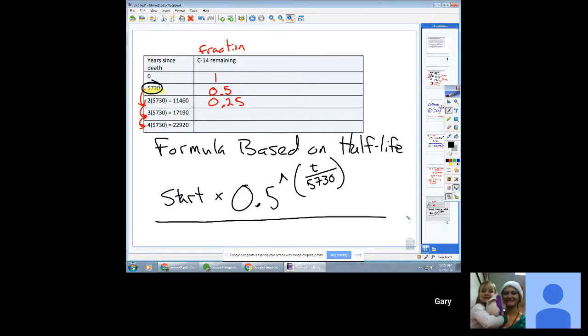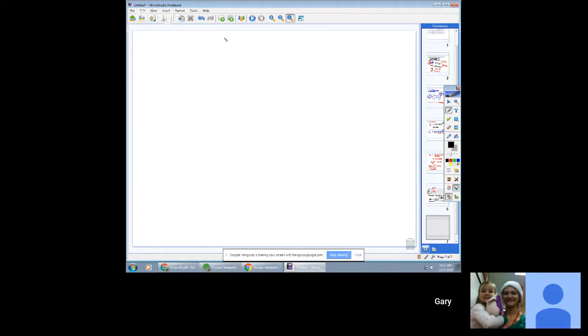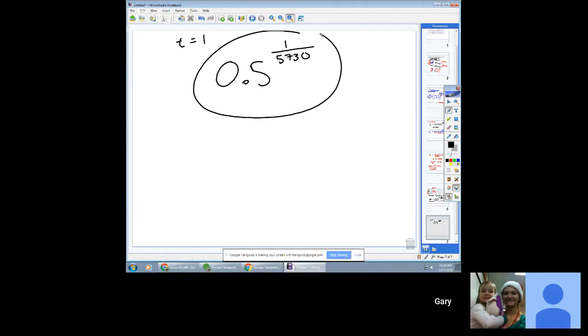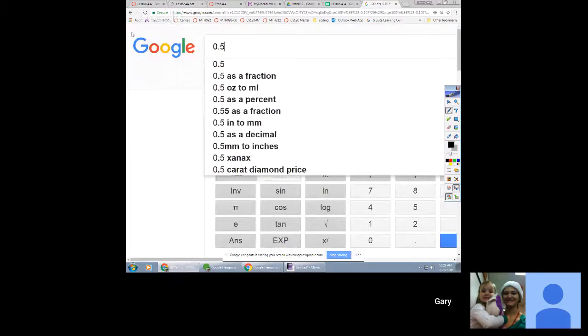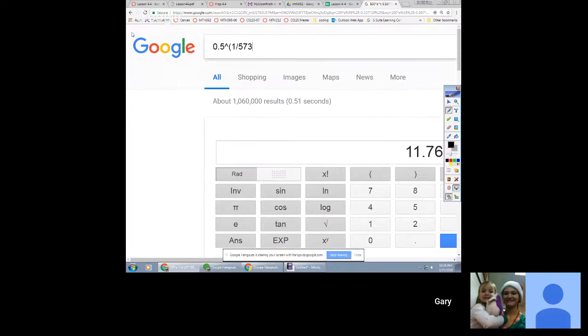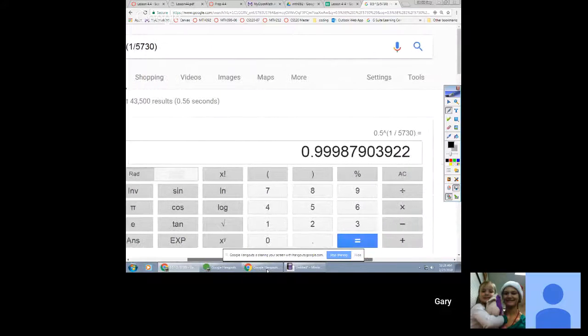So we're going to play around with that formula and see how it relates to the formula on page 1. Let's let T be 1 just for fun. So then I'm going to have 0.5 raised to the power 1 over 5,730. So type that into your calculator, see what you got. I've got to use parentheses to do that. So I've got 0.5 raised to the power parentheses, because I've got to do division in the power, 1 over 5,730. Ooh, doesn't like that.